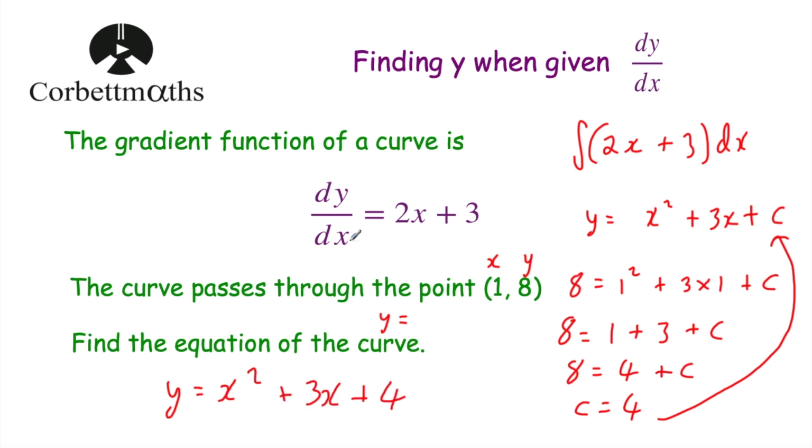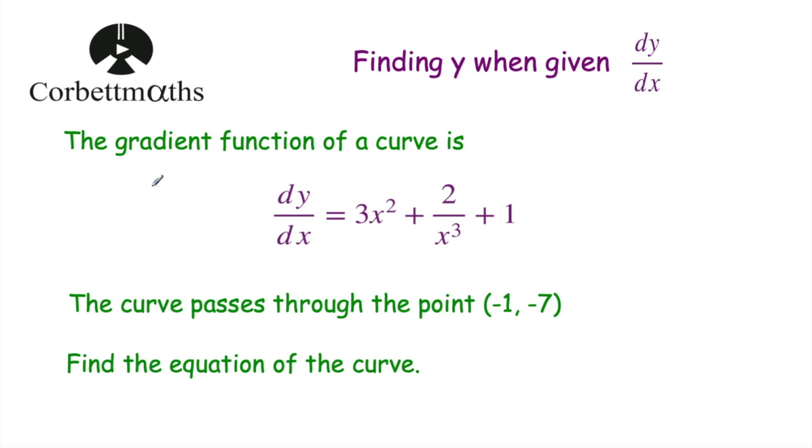And that's it. So if you know the gradient function and you want to find the equation of the curve, you just integrate the gradient function and substitute in the x coordinate and the y coordinate of a point that the curve passes through into that y equals, and you'll find the value for c. And so the equation of the curve is y equals x squared plus 3x plus 4. Okay, let's look at our last question.